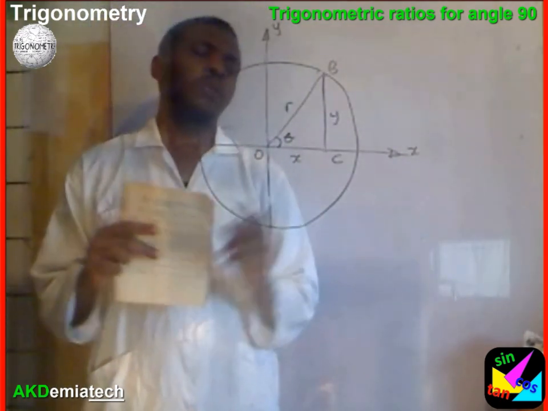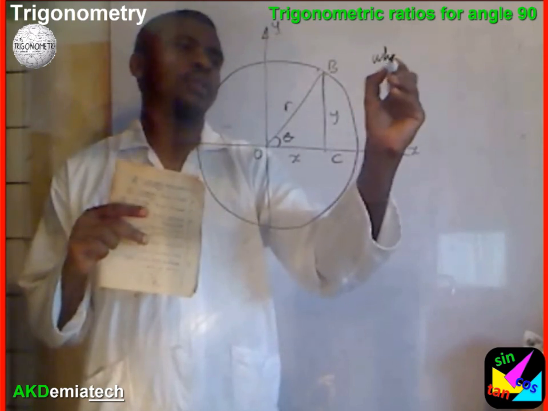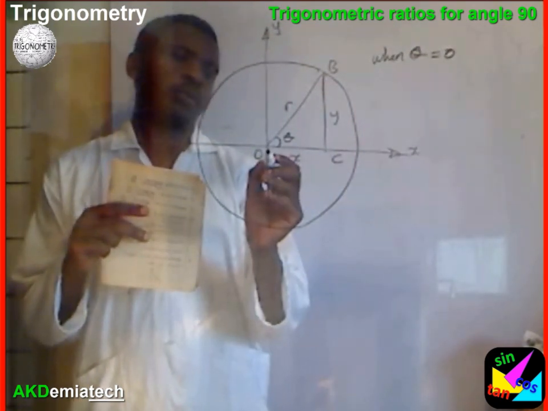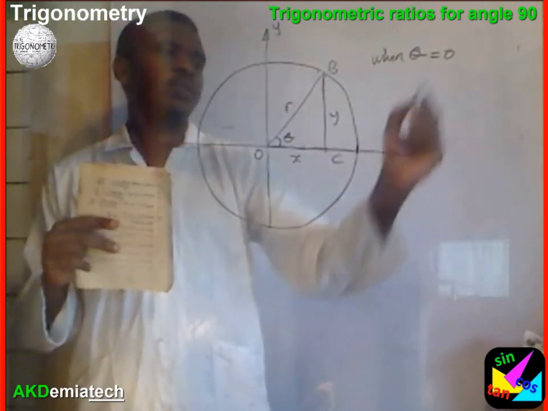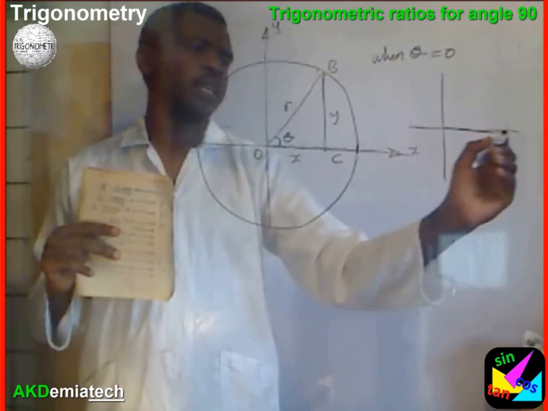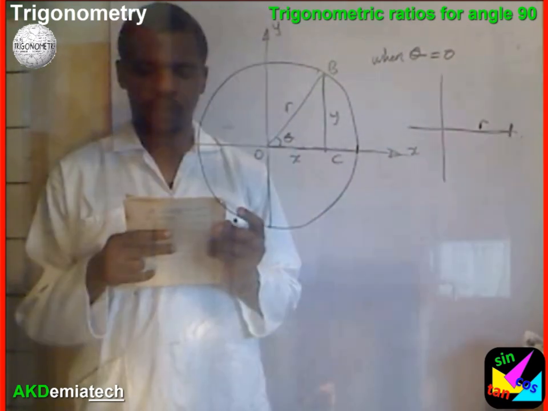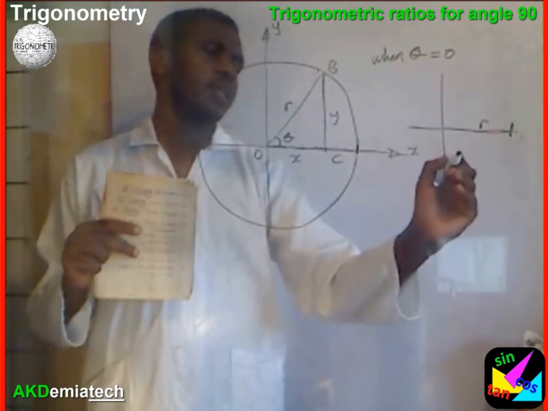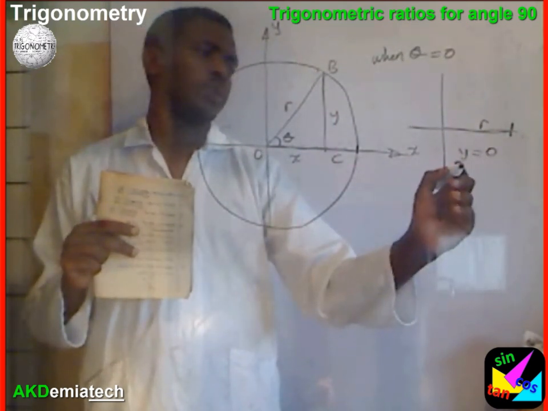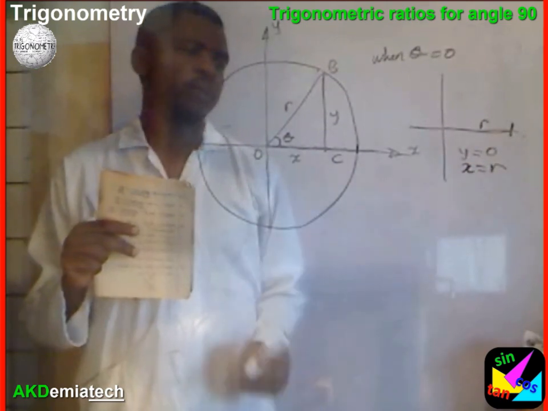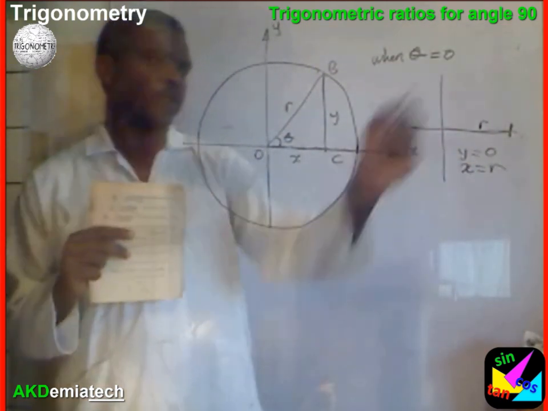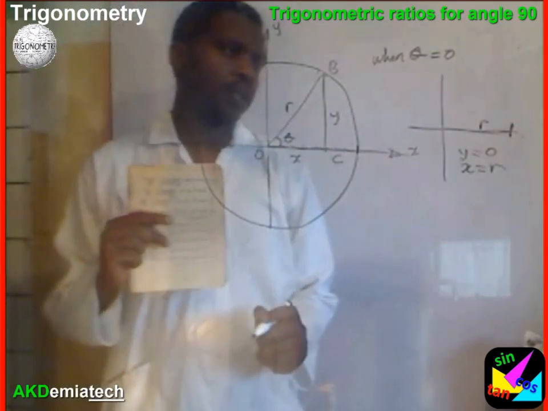So let's look at when this angle is equal to 0. What shall we see there? When theta is equal to 0, our radius will just lie on the horizontal. So we shall see there that y will be equal to 0, x will be equal to r. So from this we can establish the ratios for sine 0.